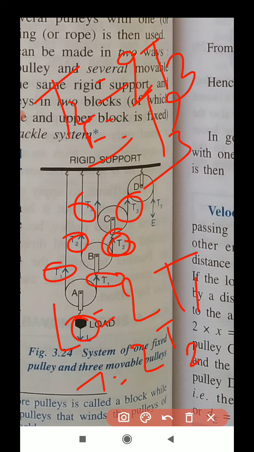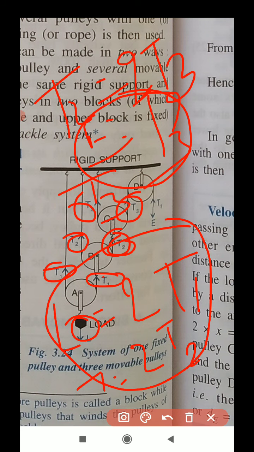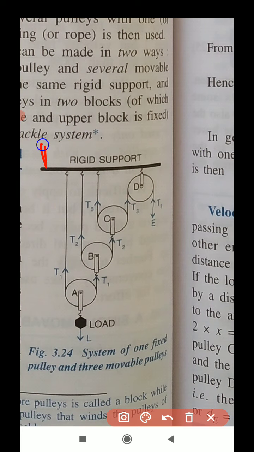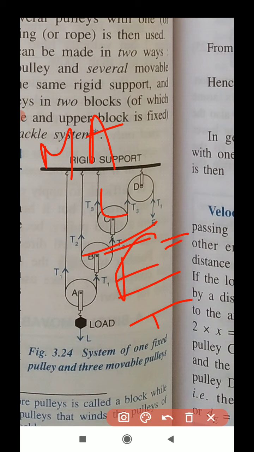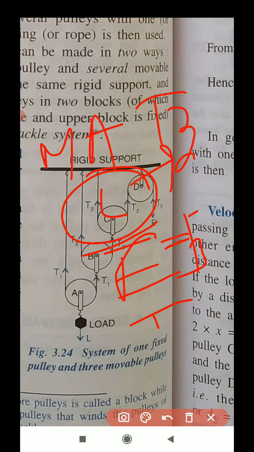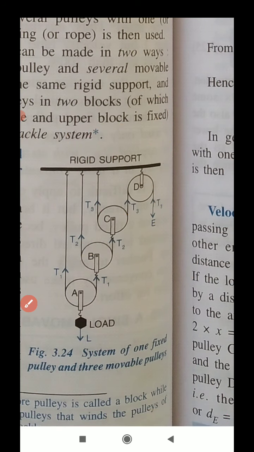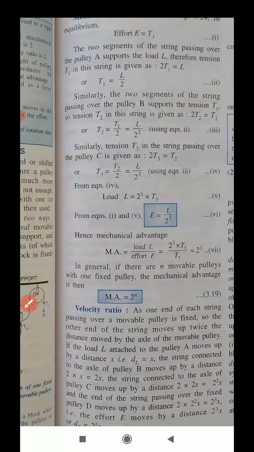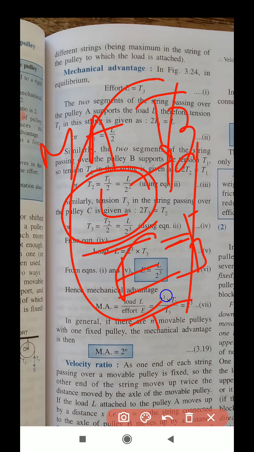Now students, complete these three equations and convert all the values into T3, because effort is in T3. When we get the mechanical advantage, which is load by effort, if effort is T3 and we bring the whole load value into T3, then T3 will cancel and we will get a whole number value. We can then understand whether the mechanical advantage is greater than 1, less than 1, whatever it is. That is all that has been done here. You can do this by yourself, students.